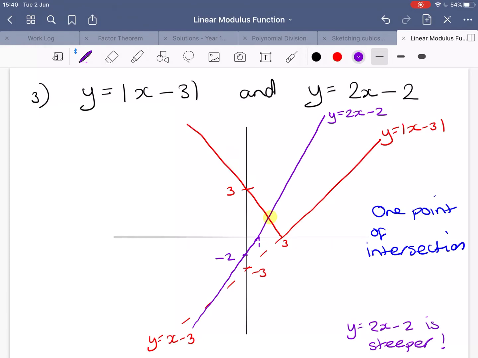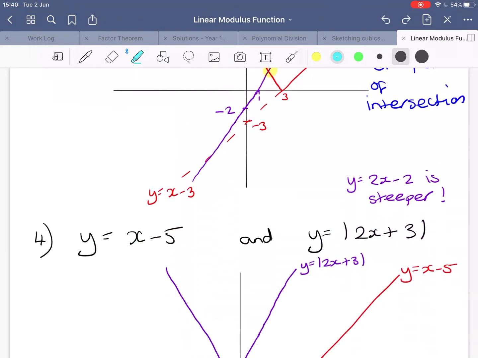And again, you've got to think steeper or shallower. Well, it's going to be steeper because it's got a bigger gradient. So in this case, what you notice is, if I just get my highlighter, this is going steeper than this line, so they are never going to meet once it's gone past this initial intersection point. So for these two equations, there's only 1 point of intersection.